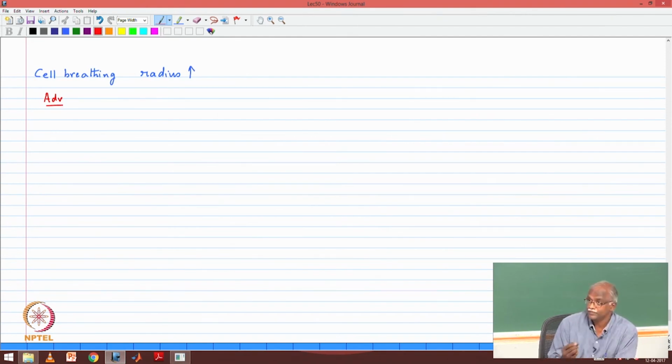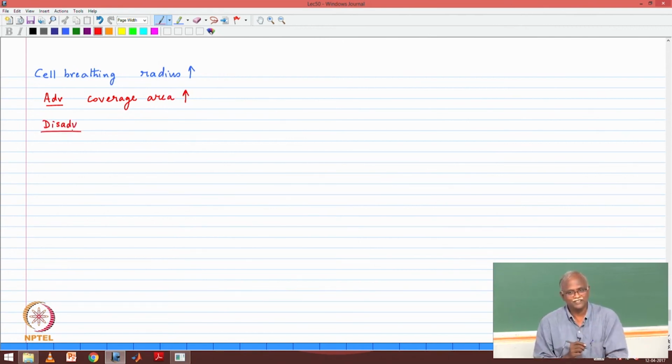More coverage, right? Capacity we may not be able to say, because if more users come into the system, again the cell will shrink. The fact that the radius is increasing means that users have gone down. Capacity in terms of area covered is correct. So coverage area is the main advantage that we will get when cell breathing occurs and the radius increases. Do you see any disadvantage?